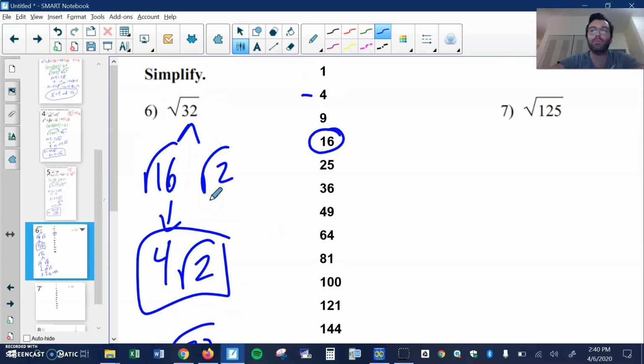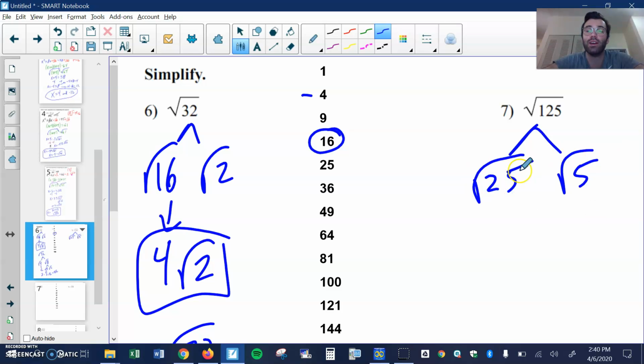Okay, next one, number 7, 125. What's the perfect square that multiplies into 125? Well, I know that 125 has to be divisible by 5 because it ends in a 5. And since it's divisible by 5, and I know my tables, I know that 25 times 5 gives me 125.